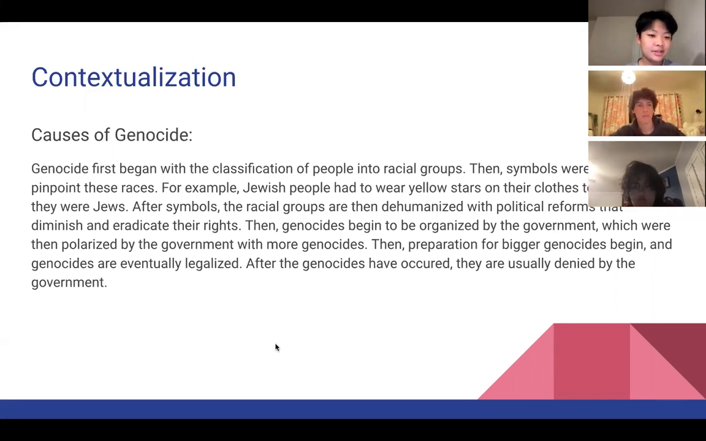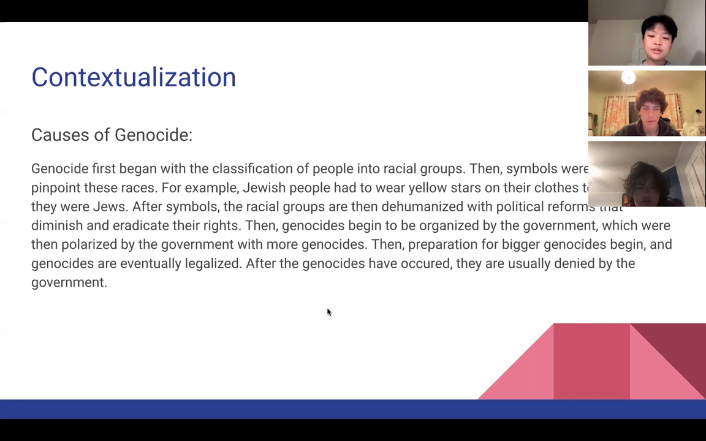Contextualization. So genocide first began with the classification of people into racial groups, and then symbols were used to pinpoint these races. So, for example, Jewish people had to wear yellow stars on their clothes to indicate that they were Jews. And then after the symbols, the racial groups were dehumanized with political reforms that diminished and eradicated their rights, such as the laws passed before the Armenian genocide.